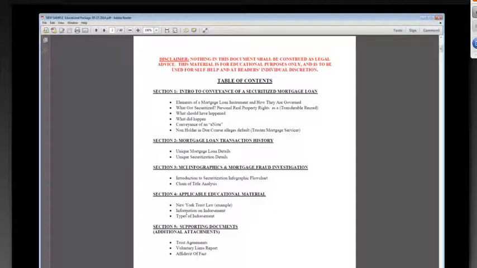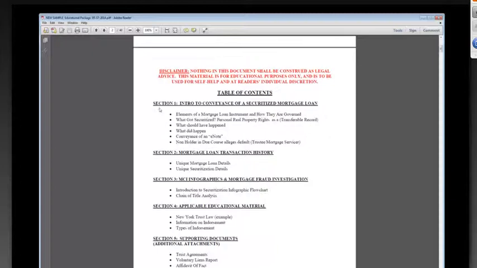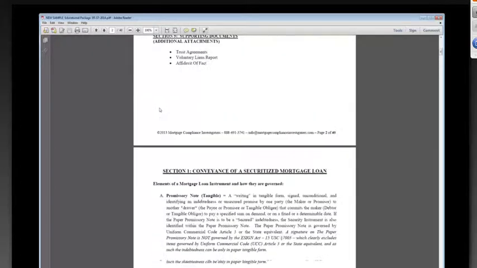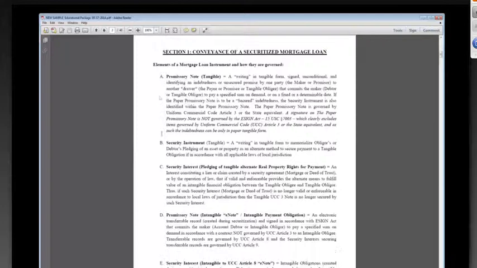Section 2, we're going to talk about the mortgage loan transaction history. Again, depending on the parties to your transactions, everyone will change. Section 3 is infographics. Section 4, again, depending on if it's applicable, New York trust law, information on endorsements. So these are the contents of our package.